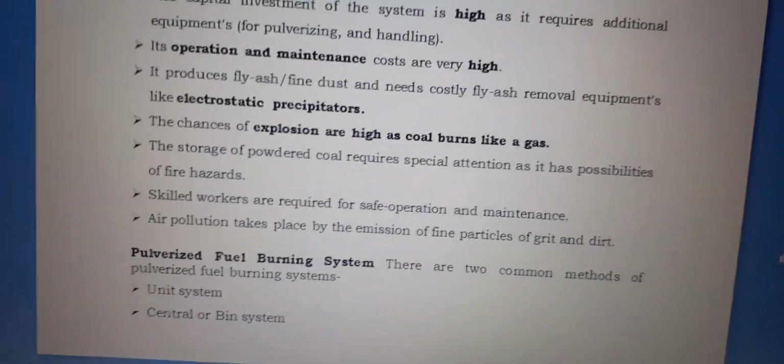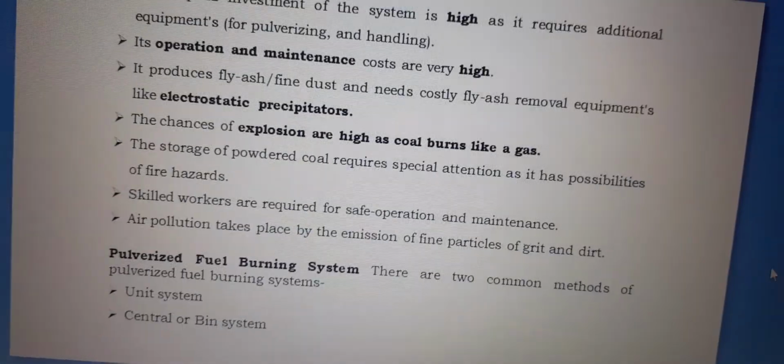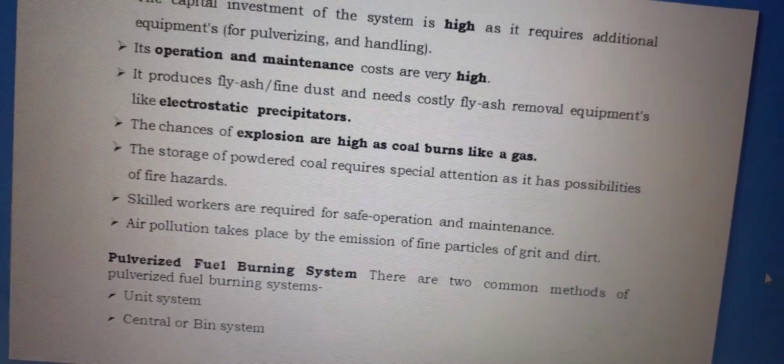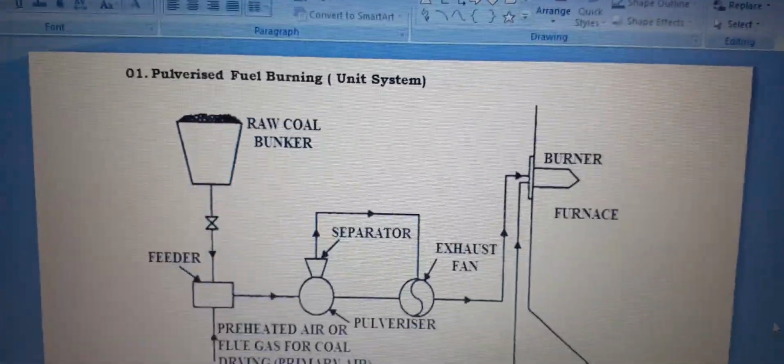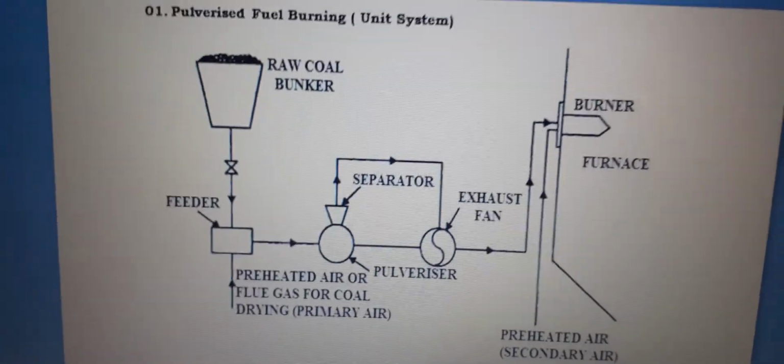Now, pulverized fuel burning systems. There are two common methods of pulverized fuel burning systems: the unit system and the central or bin system. You can see pulverized fuel burning here. We will first discuss the unit system.